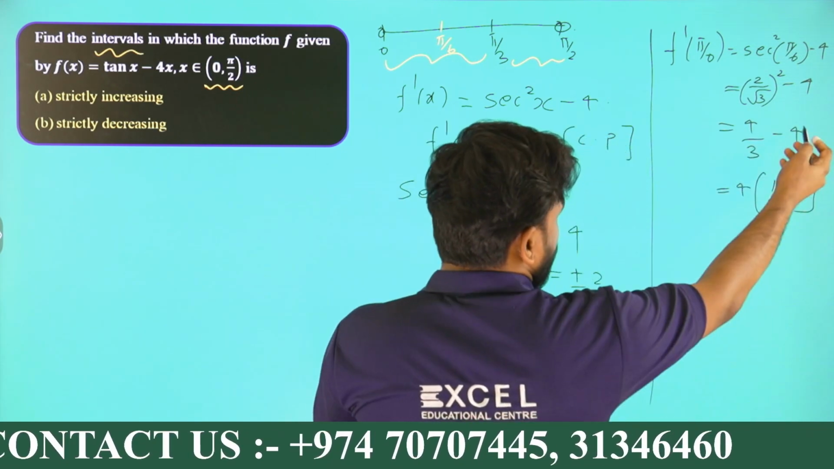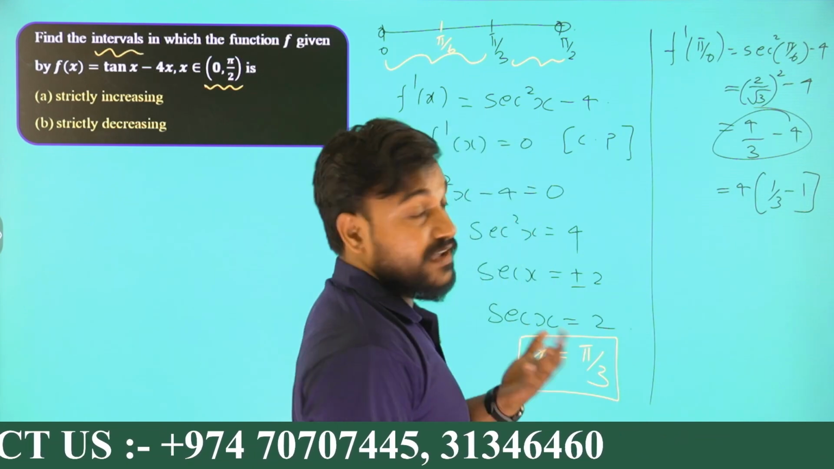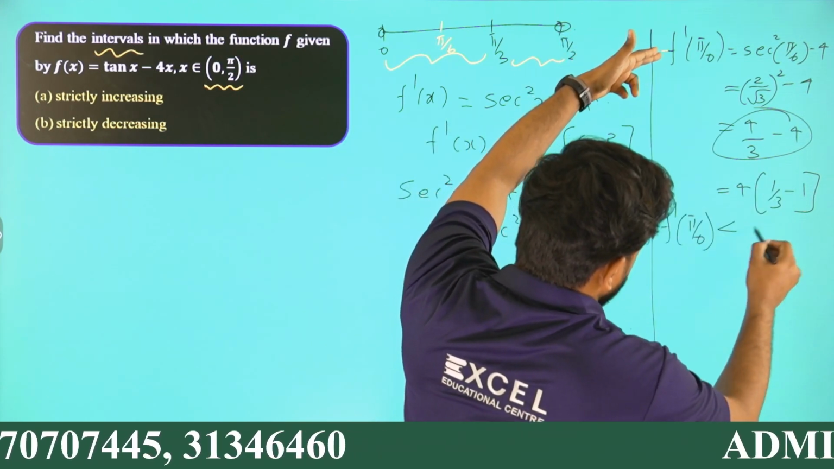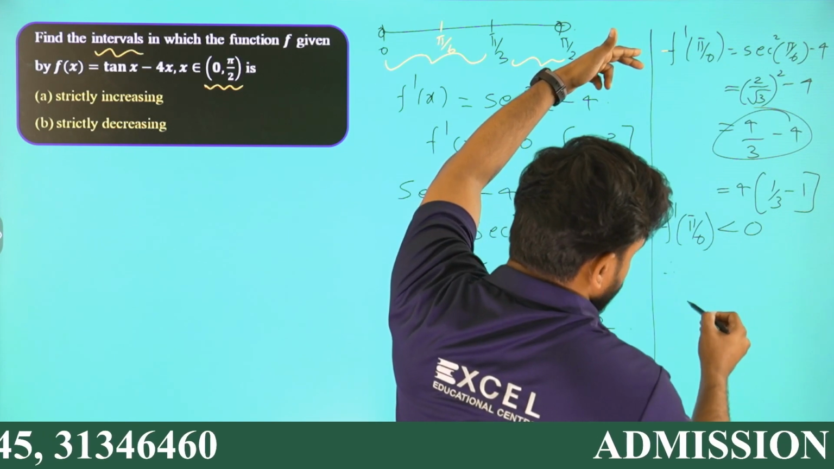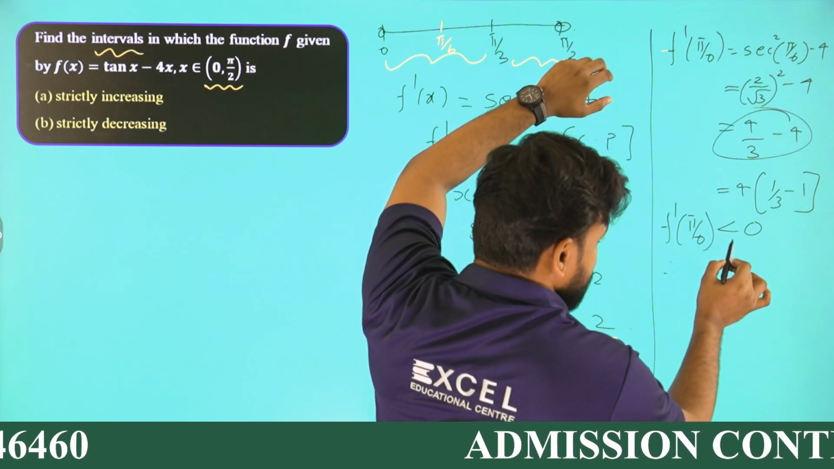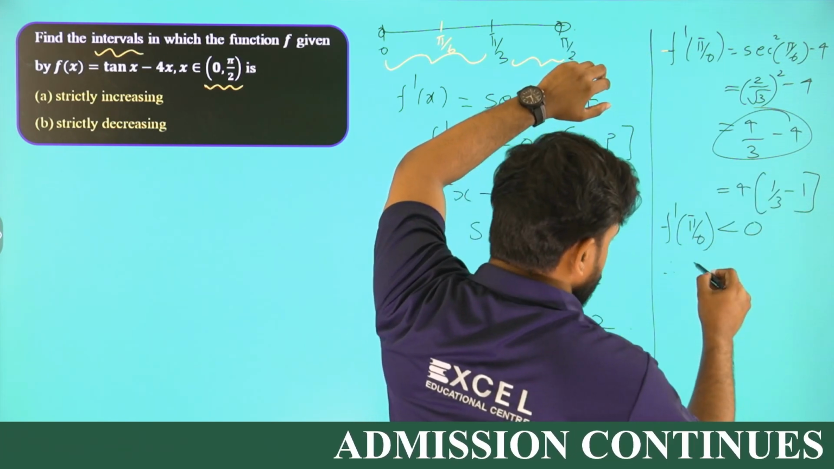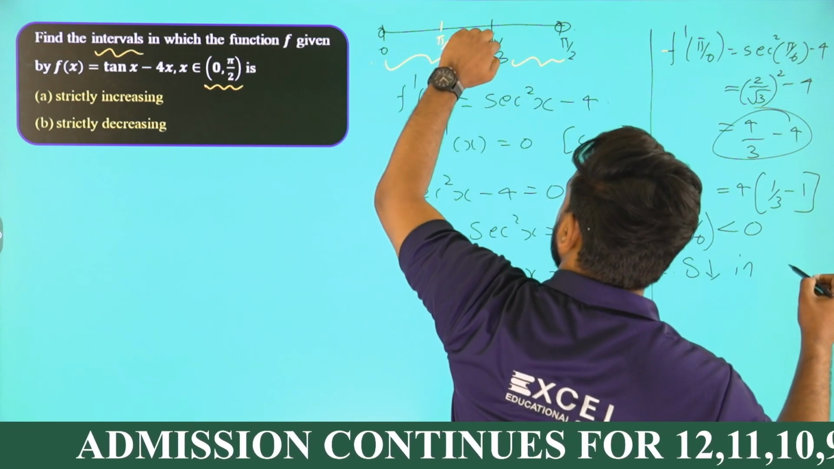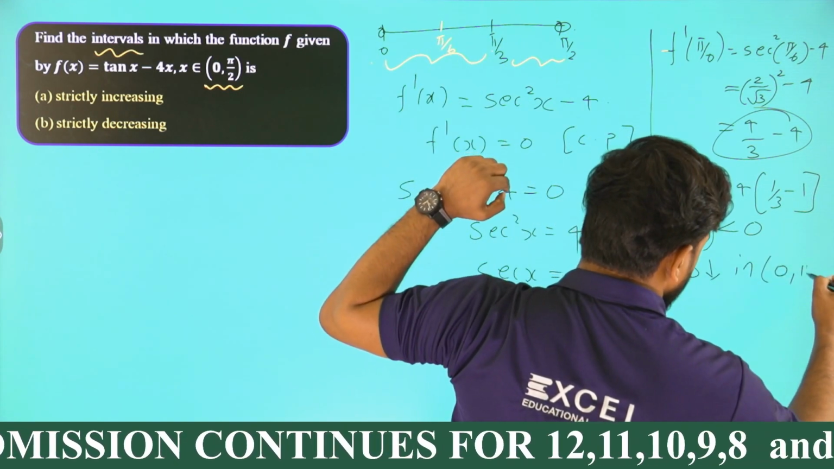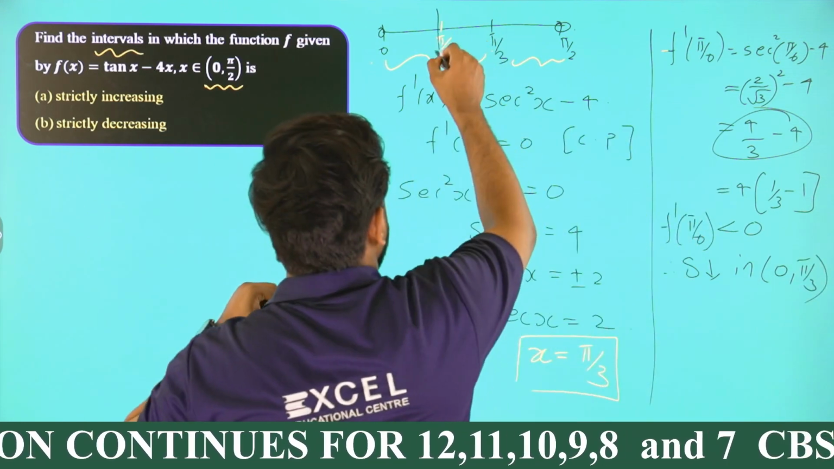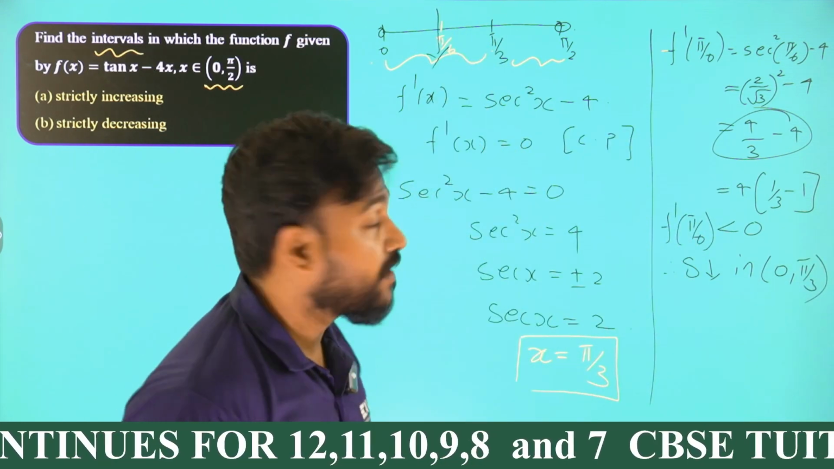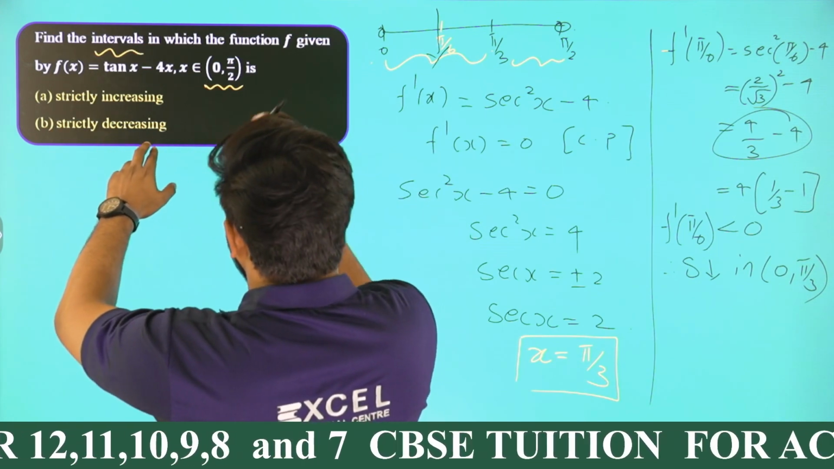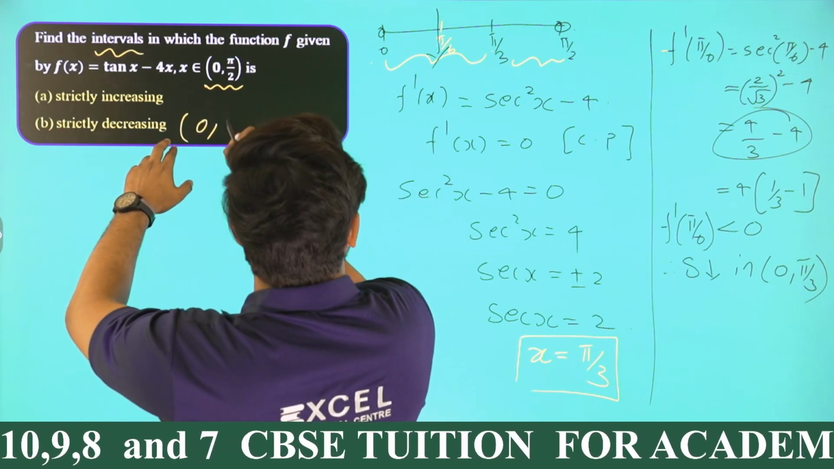You can identify that from here onwards. You can see this value is negative. So f dash of pi by 6 is less than 0. Therefore, f dash of x is less than 0. Less than 0 means strictly decreasing. Therefore, strictly decreasing in the interval 0 to pi by 3. So it's decreasing on the interval 0 to pi by 3.